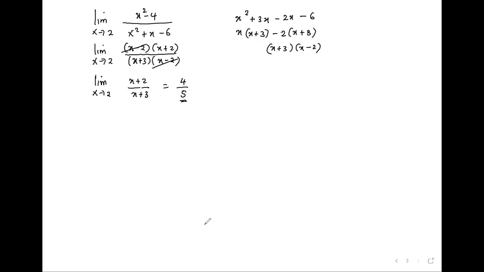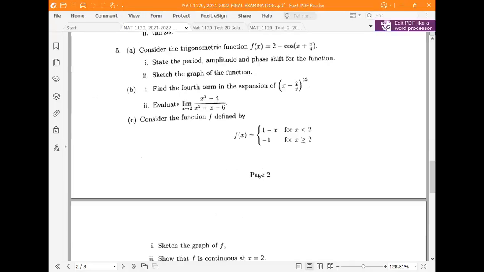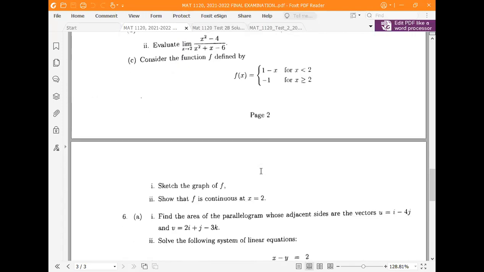Okay, another way is we'll put that on hold. When we have questions that include division, you remember that these are all methods about dividing. So I have this question here. Consider a function f defined by f of x, a piecewise function. Sketch the graph of f.